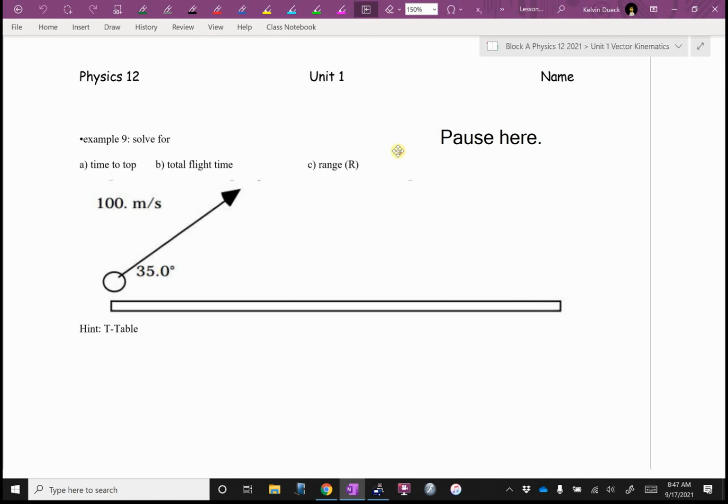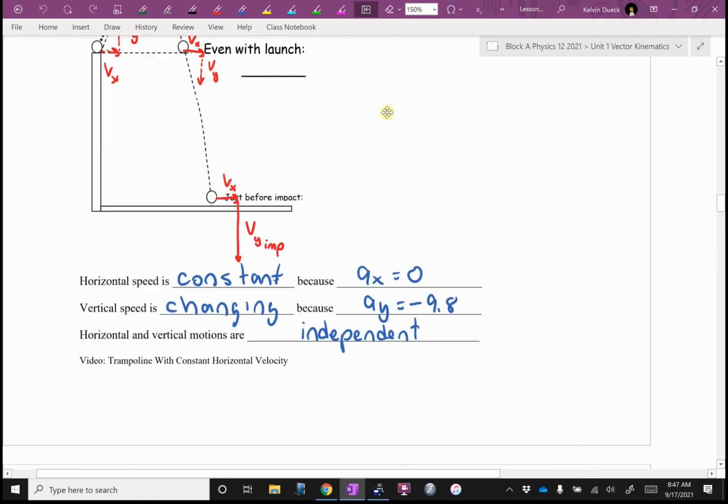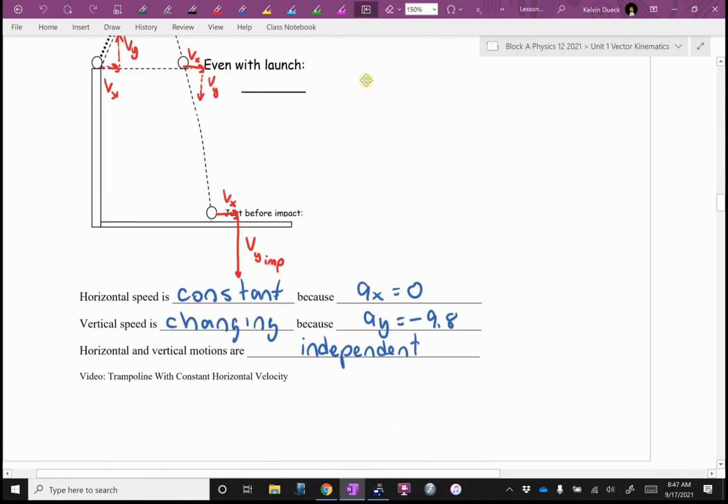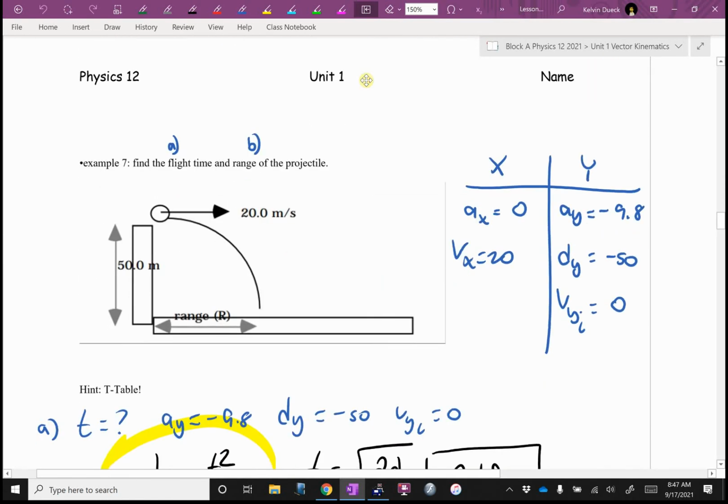So we said our key ideas. When you're launched through the air, what's your horizontal acceleration exactly as a number? 0. What's your vertical acceleration? On the Earth, -9.8. We introduced the idea of a t-table, and again, the biggest challenge is going to be, don't put a vertical number into a horizontal equation. Don't put a horizontal value into a vertical equation.